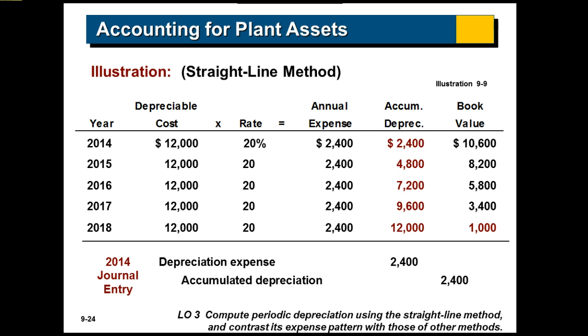You can see in the last year, we didn't depreciate that salvage value because we know that's what the value is going to be that we can get for it. So we've depreciated everything down that we've anticipated of $12,000, and it ends up leaving us with a book value of $1,000.